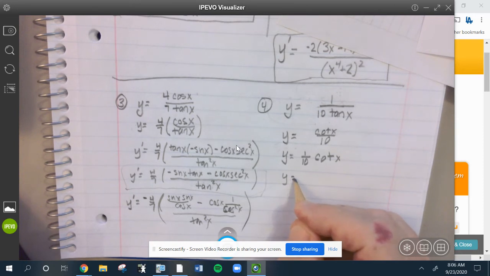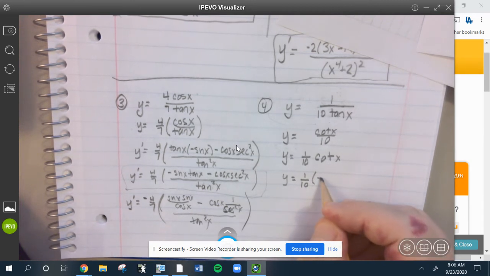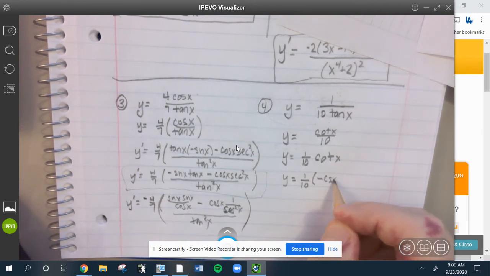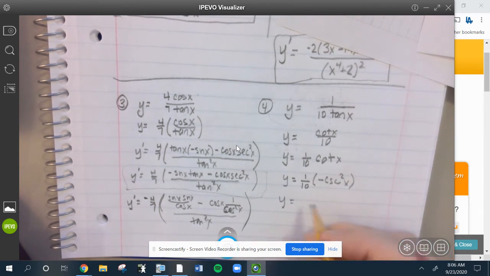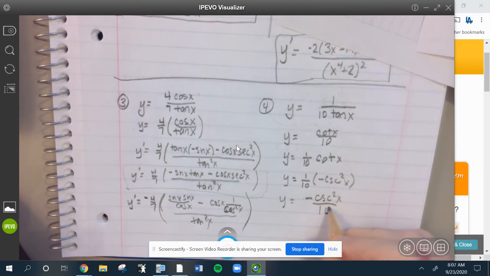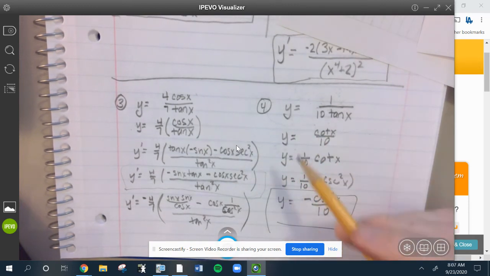The derivative of cotangent is negative cosecant squared. And I'm just going to rewrite it quickly. How about this? Negative cosecant squared over 10. And that's y prime.